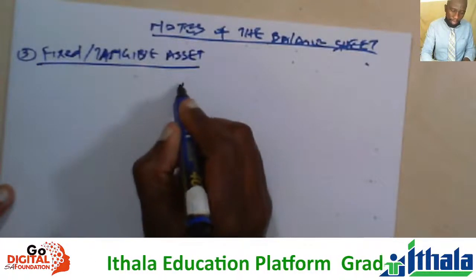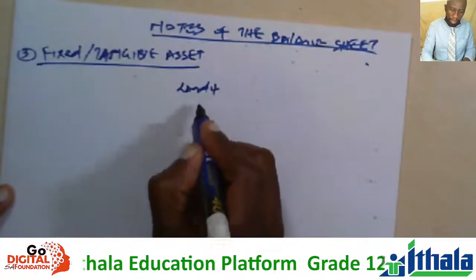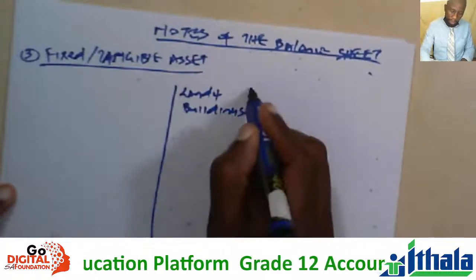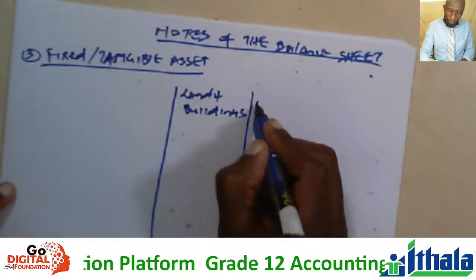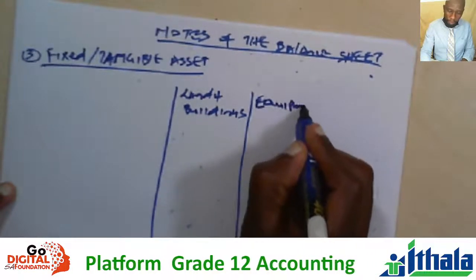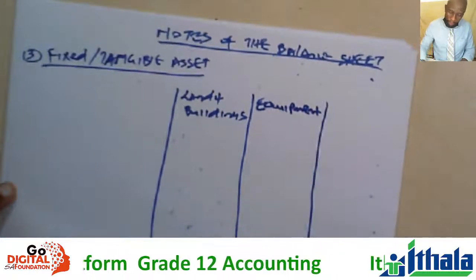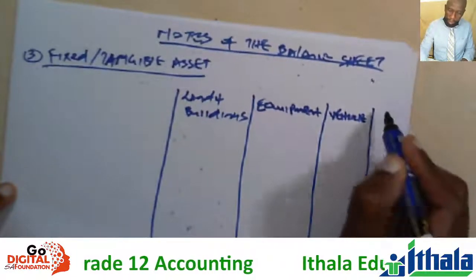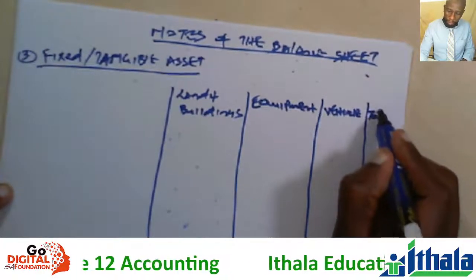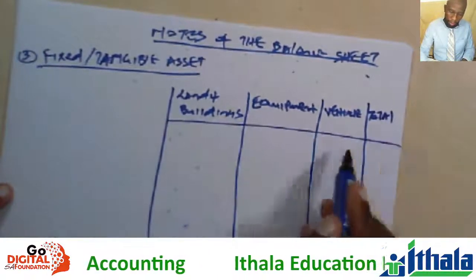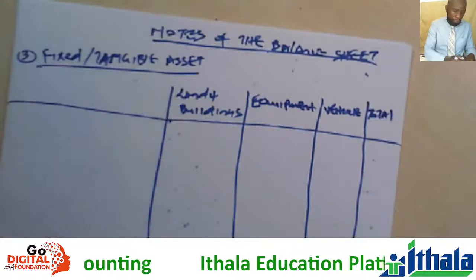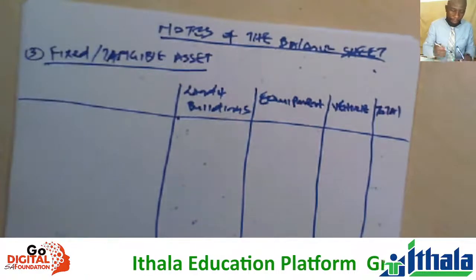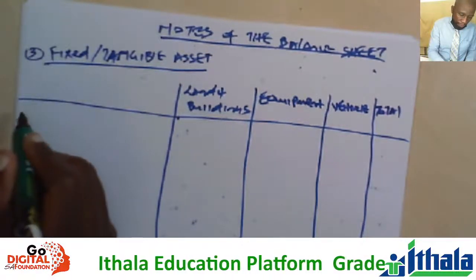Normally, you have, let's say, land and buildings. Okay, you normally have something of this nature, maybe equipment, and then vehicles, perhaps even total. So yeah, this is the format of note number 3, and then we are saying carrying book value at the beginning of the year.